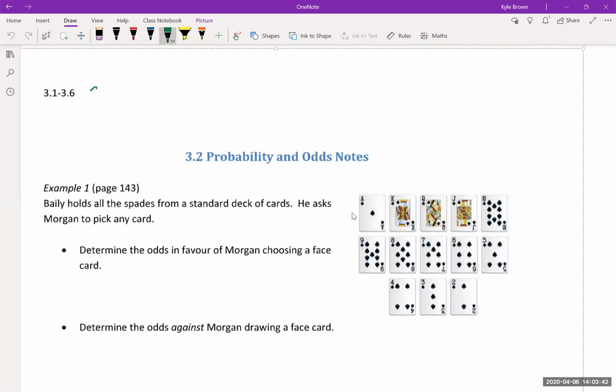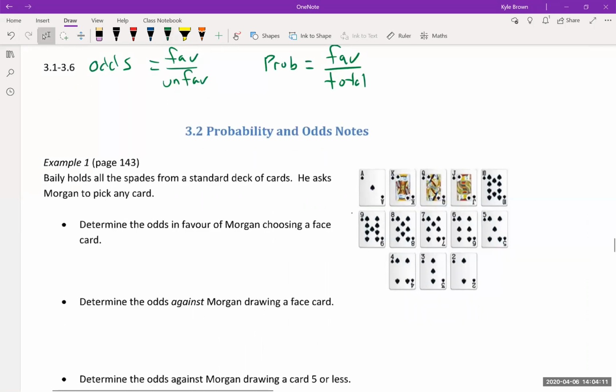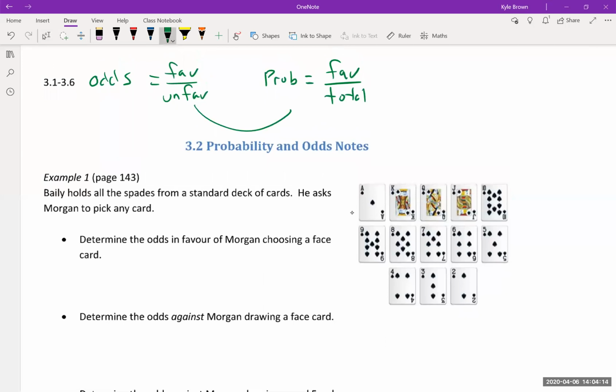So odds is going to be favorable over unfavorable. And probability was favorable over total. So this whole lesson, and really the last one, is about making sure we can figure out the difference between these two things. So it'll help just to do some examples here.